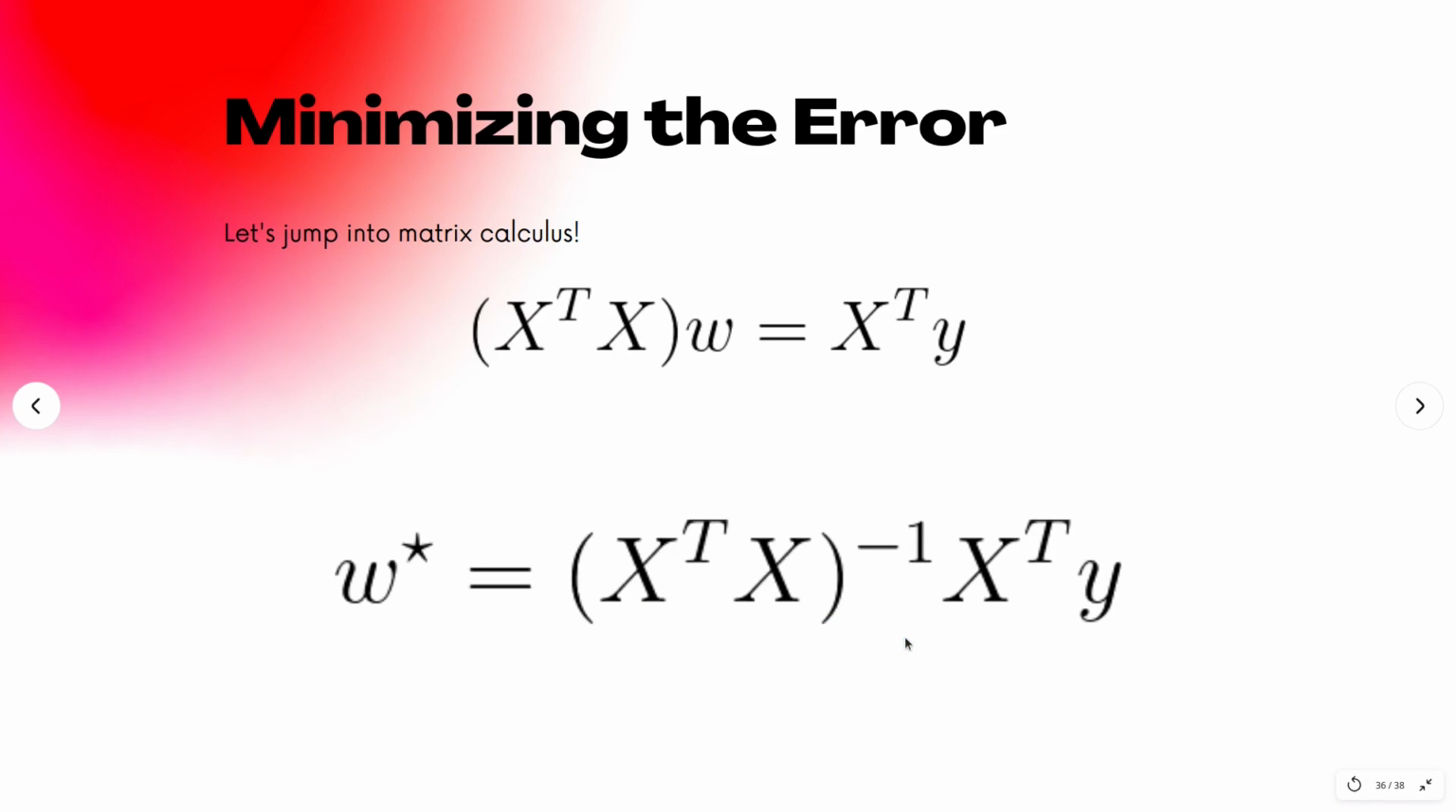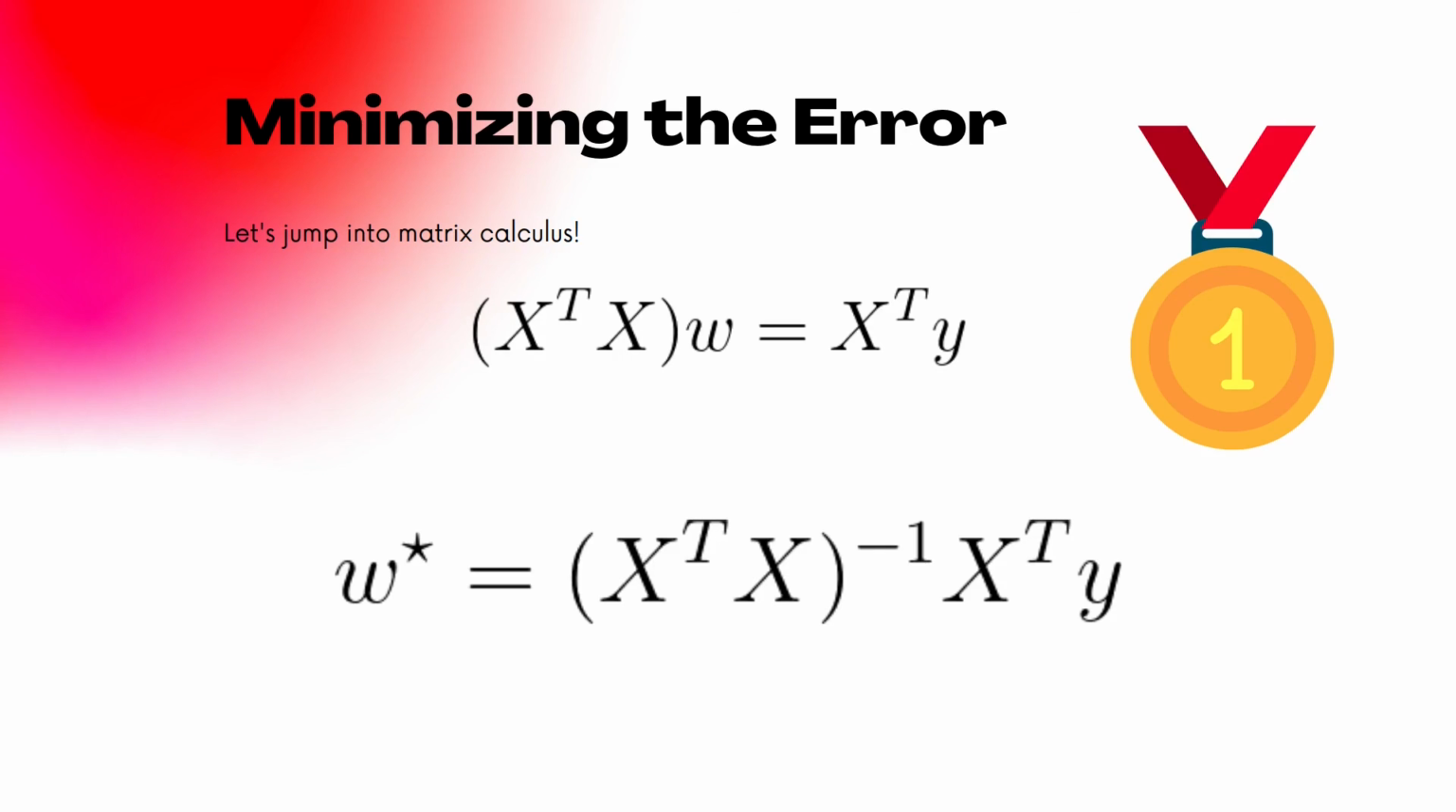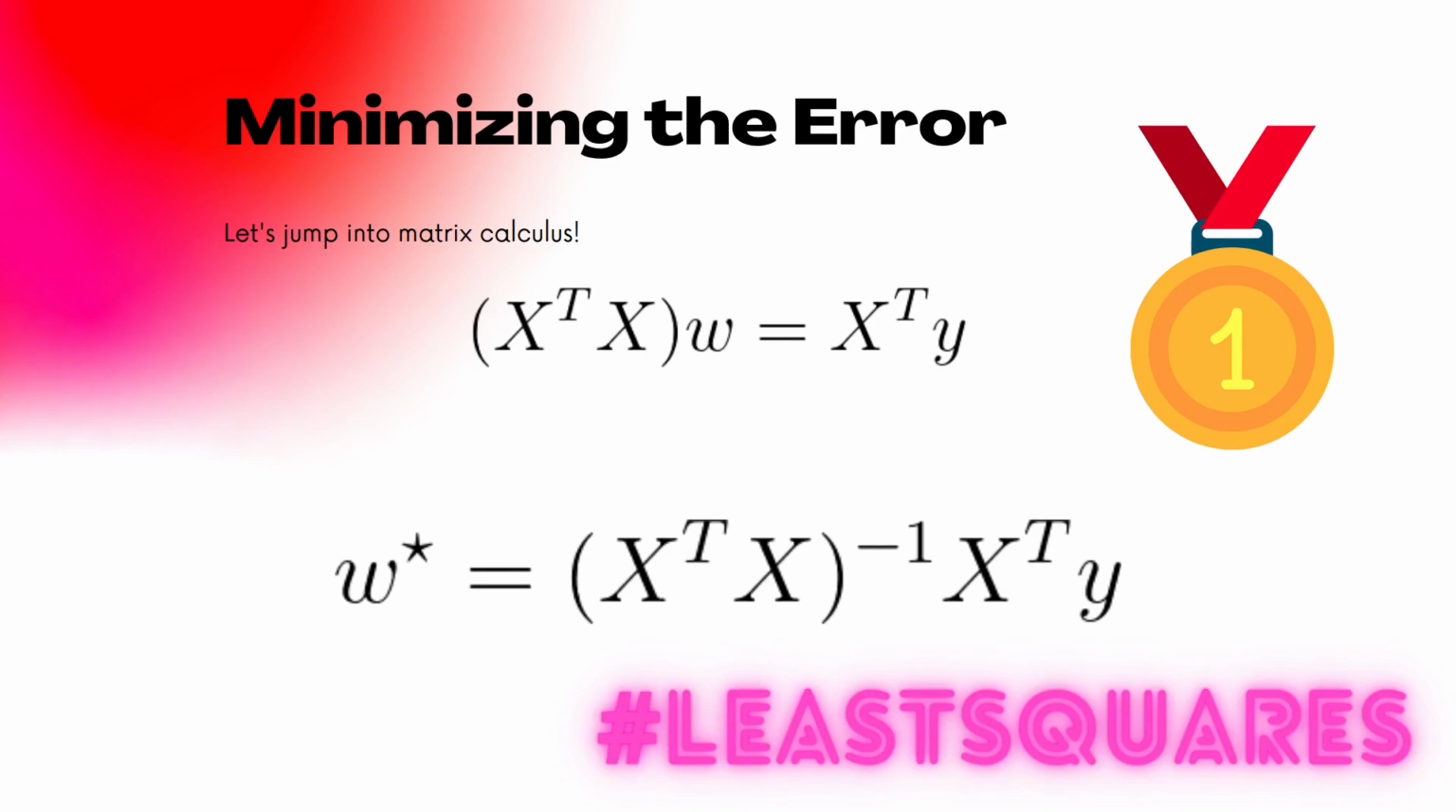So what you need to remember is the closed form solution for the linear regression case is x transpose x whole inverse x transpose y, and we have done it at last. So this is the closed form solution we needed, and we indeed did get it. So yeah, hashtag least squares.